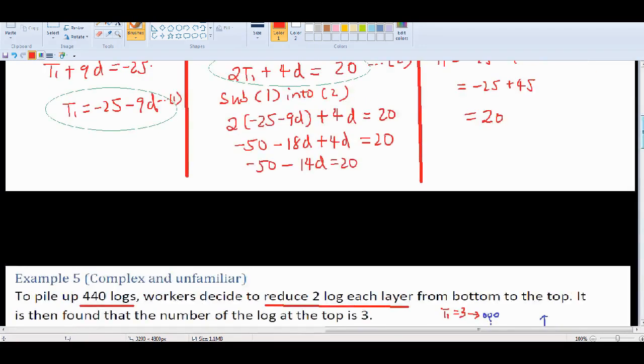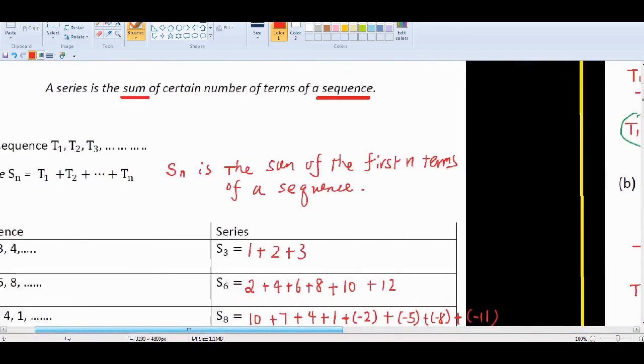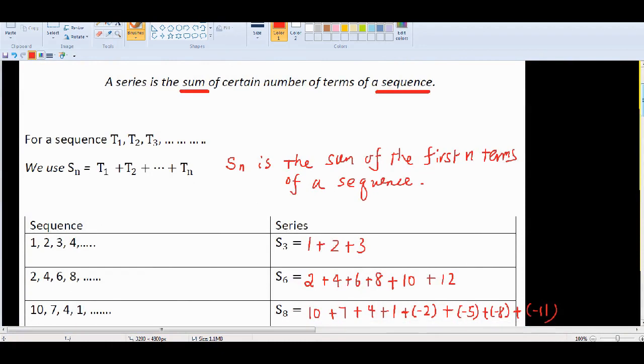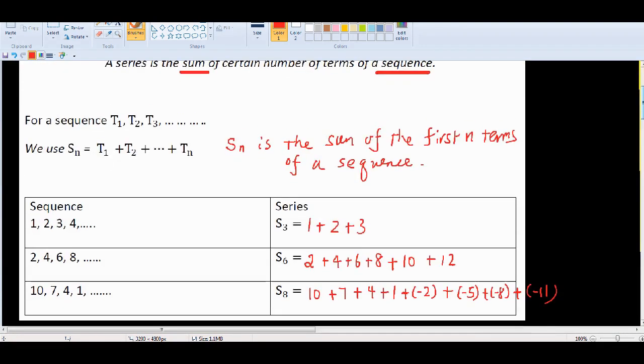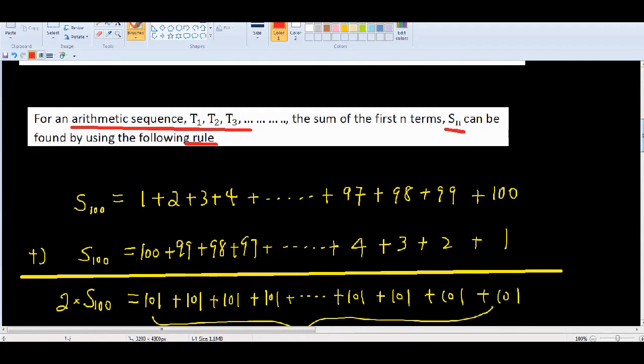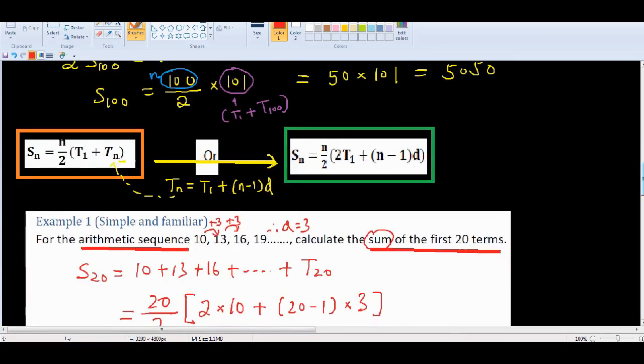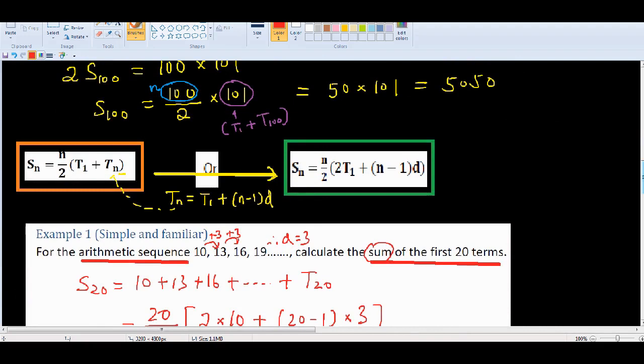For arithmetic series, remember a series is just a sum of a number of terms in the sequence, and Sn will be the sum of the first n terms. Also, for an arithmetic series, you need to apply the rule in the green box. Every time you need to ask yourself which quantity is given and which is not. And that's it.